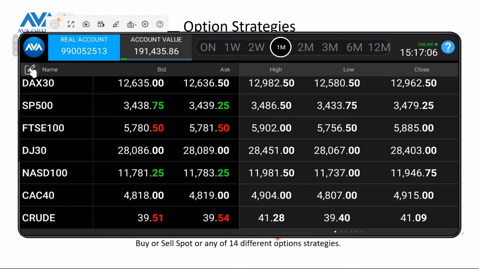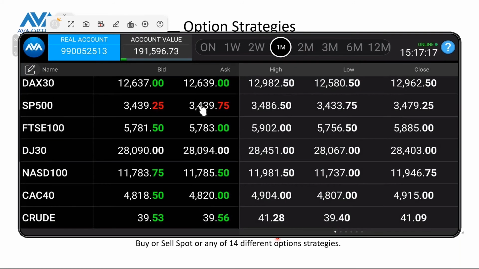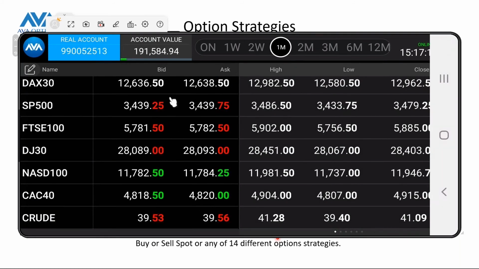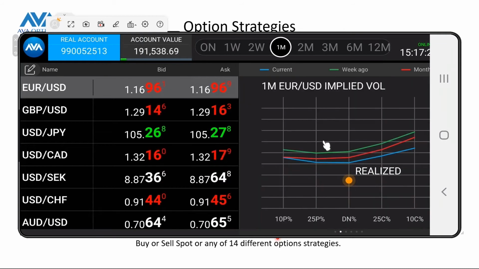If I want to add more products, I just click this editing button, and I can mix and match and get rid of things. Like delete that one, click save, and I can reorder and do whatever else we'd like to do. On the right side of the page, we can scroll across and see more information about the markets.